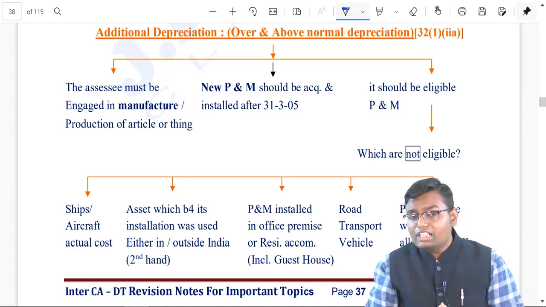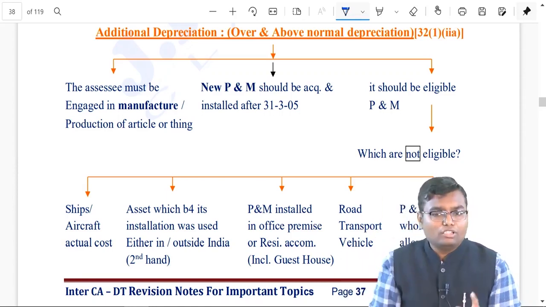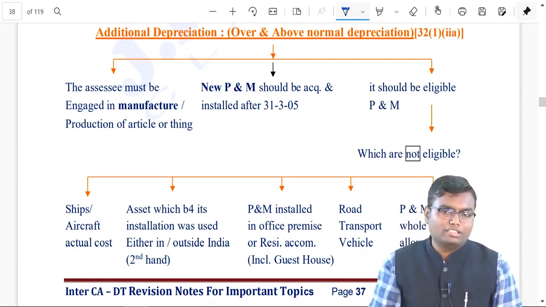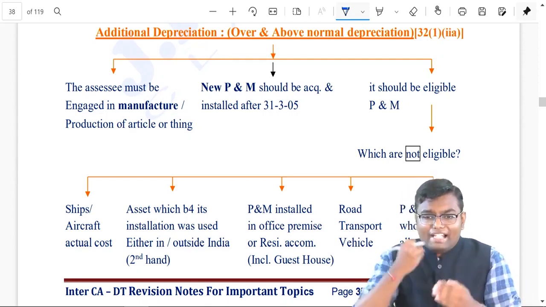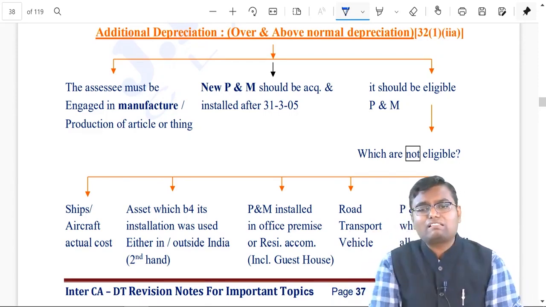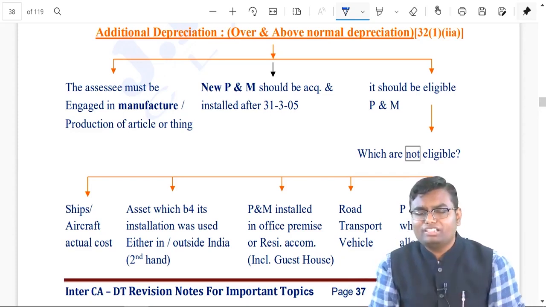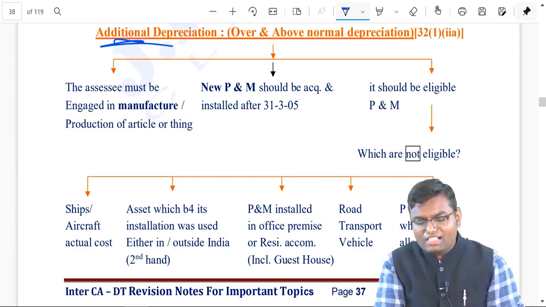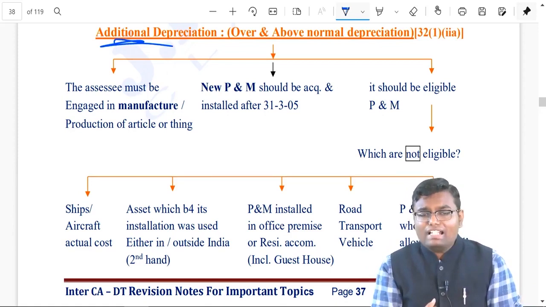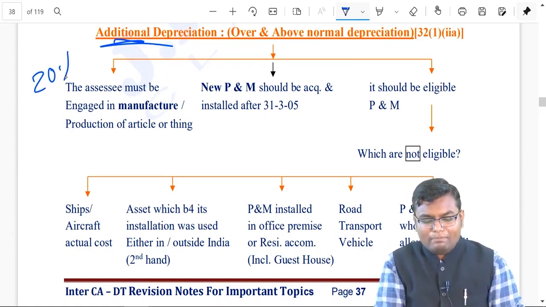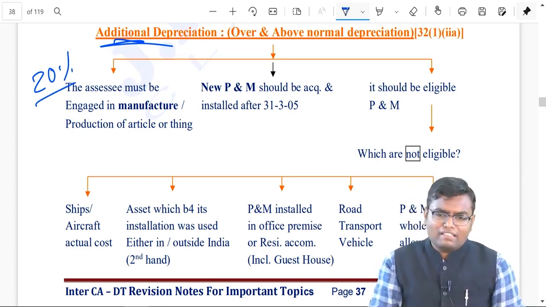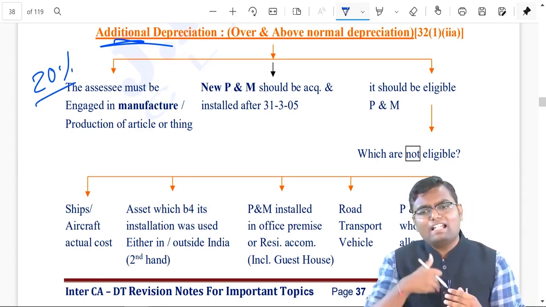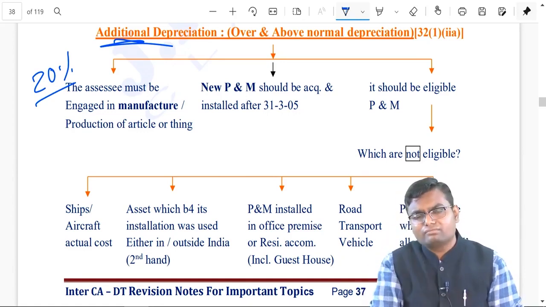In the year in which you purchase any new plant and machinery, not furniture or building, then obviously you will get normal depreciation at the rate of 15%. In addition to that, in the very first year, you will also get one more depreciation which we call additional depreciation. That additional depreciation percentage is fixed at 20%. And if you have used the asset for less than 180 days, then in this year additional depreciation is 10% and the balance 10% you can claim in the very next year.